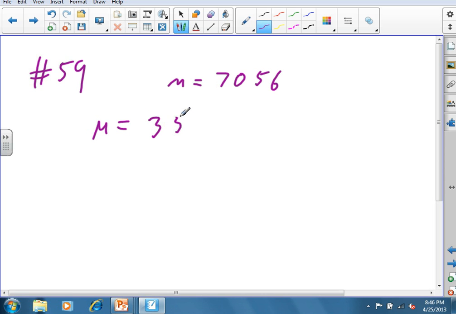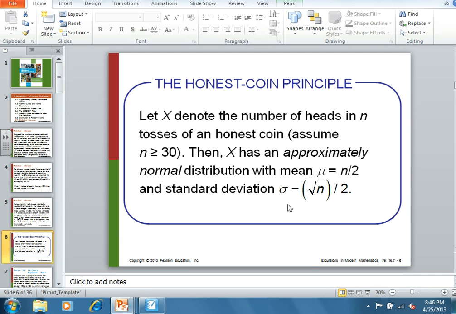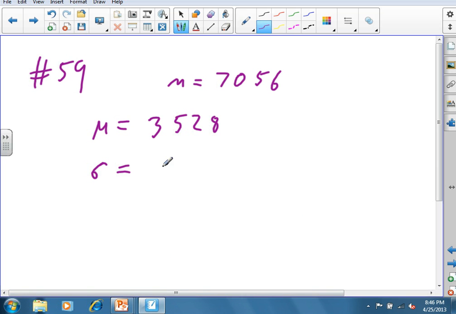3528. What is the standard deviation going to be? The square root of n divided by 2, because we're going to pick males and females fairly. So the square root of 7056 divided by 2, which is 42.